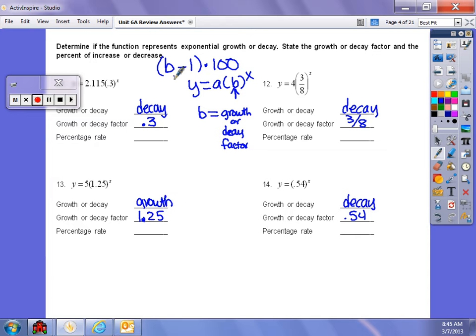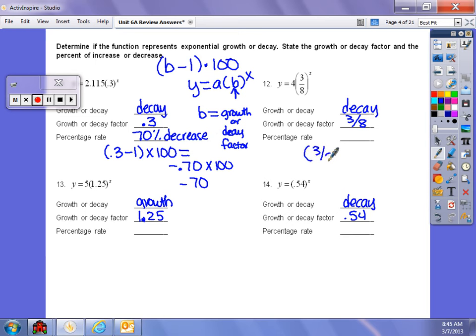Okay, now your percentage rate, you use your B minus 1 times 100. So you're going to do 0.3 minus 1 times 100. That gives you negative 0.70 times 100, which is negative 70. Remember, when there's a negative, you replace that negative with the word decrease. So drop the negative and put decrease in its place. Same thing here. We have 3/8 minus 1 times 100. That's negative 0.625 times 100 is negative 62.5. Drop the negative and replace it with the word decrease.